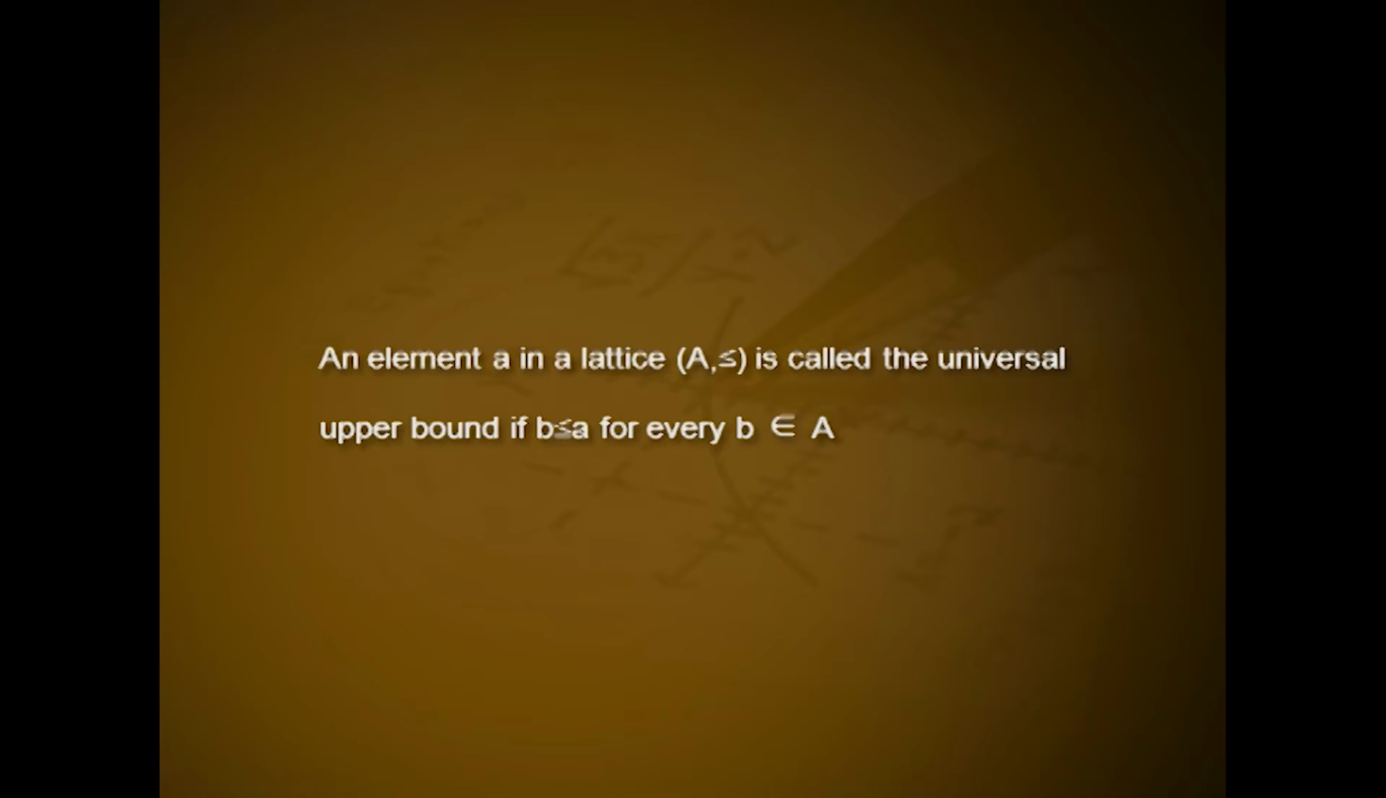An element a in a lattice (A, ≤) is called the universal upper bound if b ≤ a for every b in A. If a lattice has a universal upper bound, then it is unique. Similarly, an element a in a lattice (A, ≤) is called the universal lower bound if a ≤ b for every b in A. If a lattice has a universal lower bound, then it is unique. We use 0 to denote the universal lower bound and I to denote the universal upper bound.